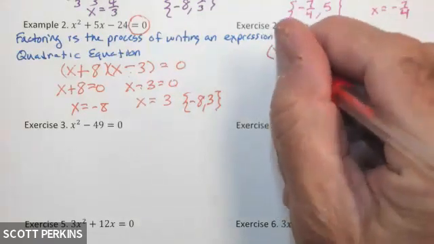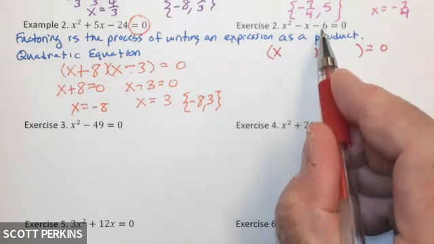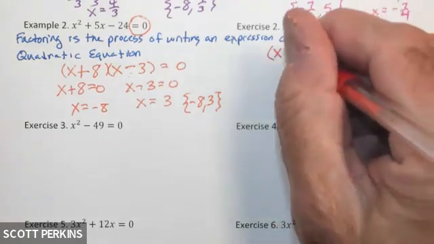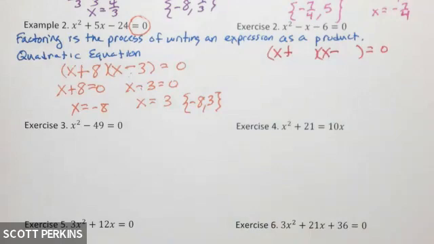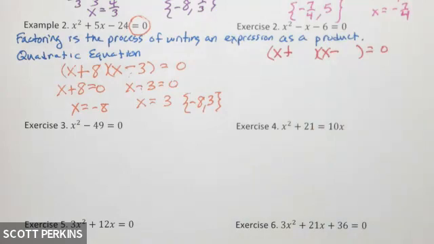X squared is x and x. My signs, since this is a -6, I'm hoping that you wrote down a plus and a minus or a minus and a plus. The order is unimportant. And then the two factors of 6 that are 1 apart are 2 and 3. And which one gets to be the -1? What'd you say?